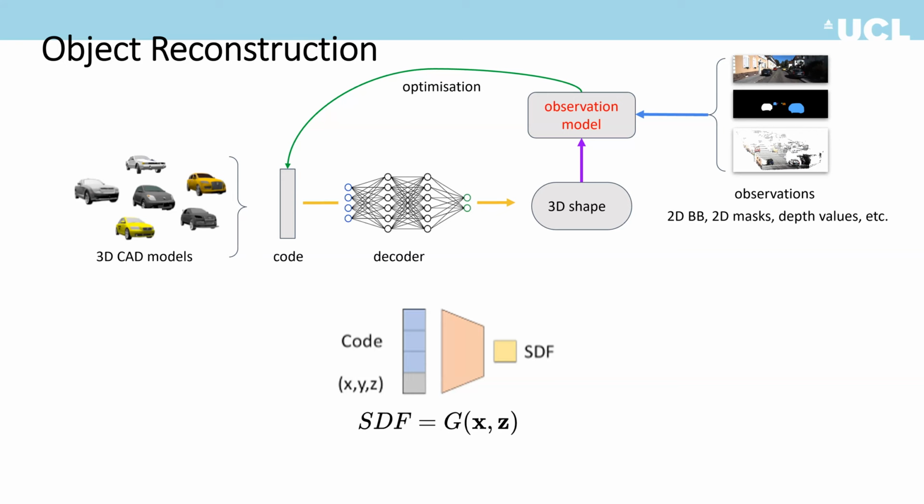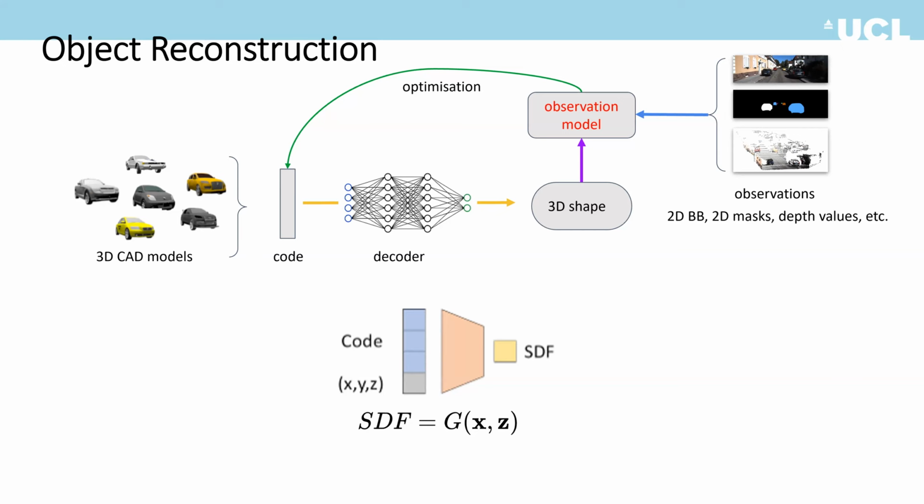And for the observations we can leverage, there are many. For example, we can use the 2D bounding box, we can use 2D masks, and we can also take the measured depth value, and then it just becomes an optimization problem.